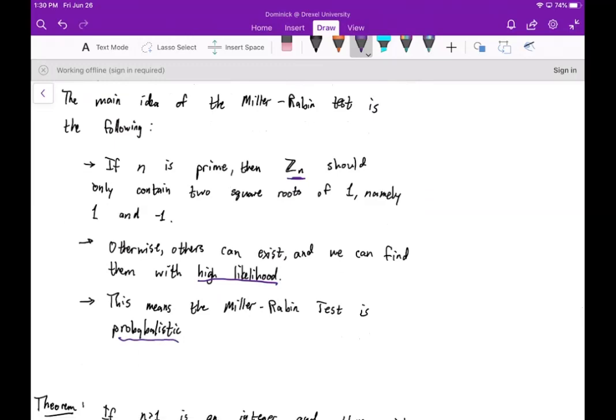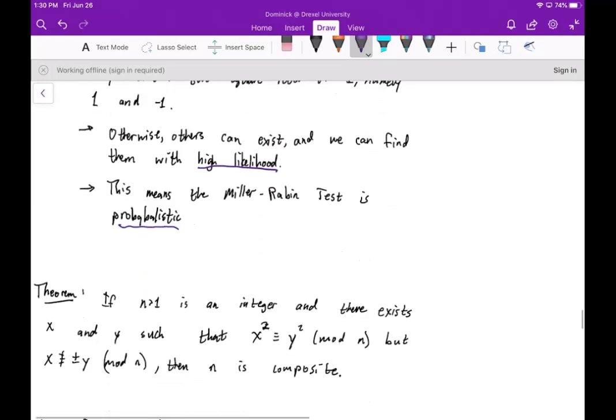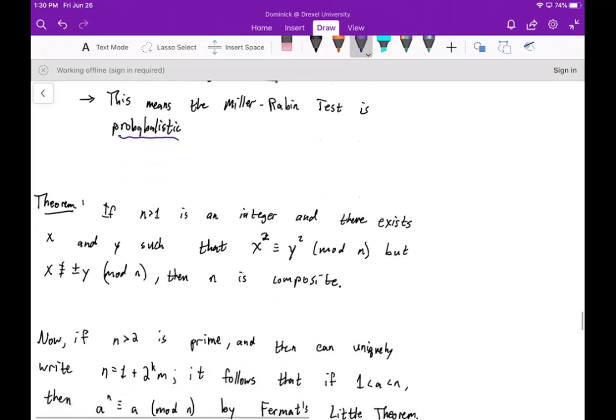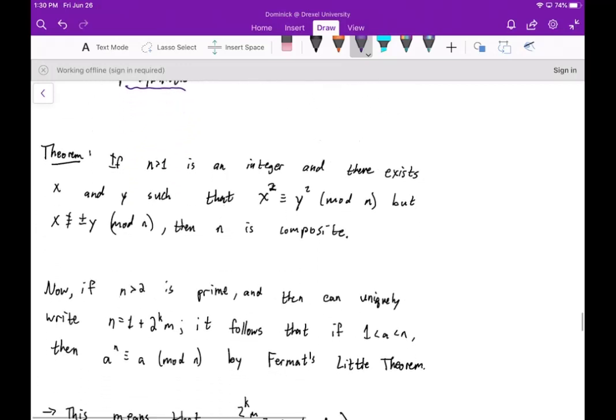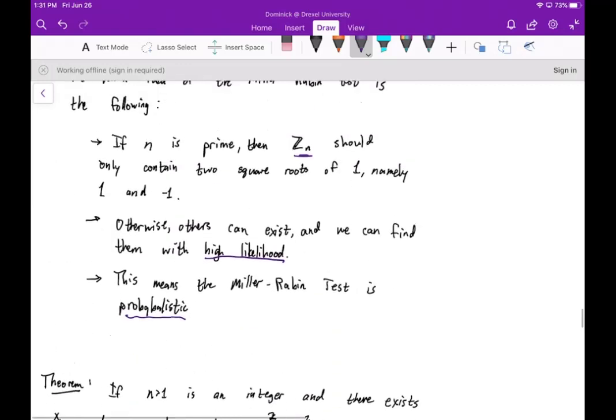So when you do this, you can only be very, very sure that what we're doing will lead to an optimal result, not that it's a guarantee. But usually that's good enough. Okay, so let's look at the following theorem. If n, which is an integer greater than 1, and there exist 2 numbers x and y such that x squared is congruent to y squared mod n, but x is not congruent to plus or minus y mod n, then n is composite, right?